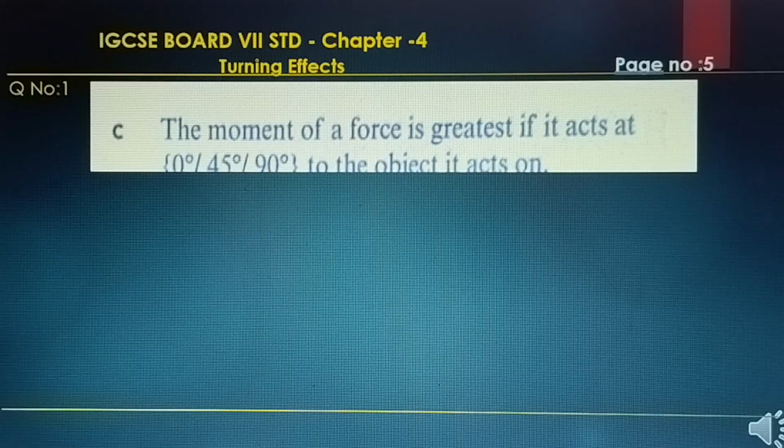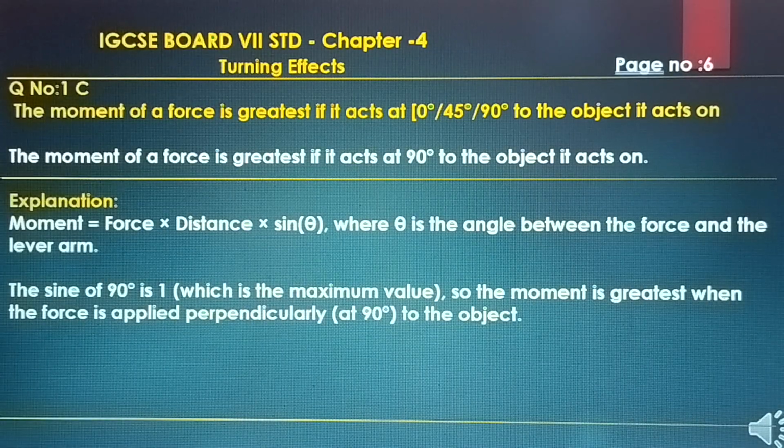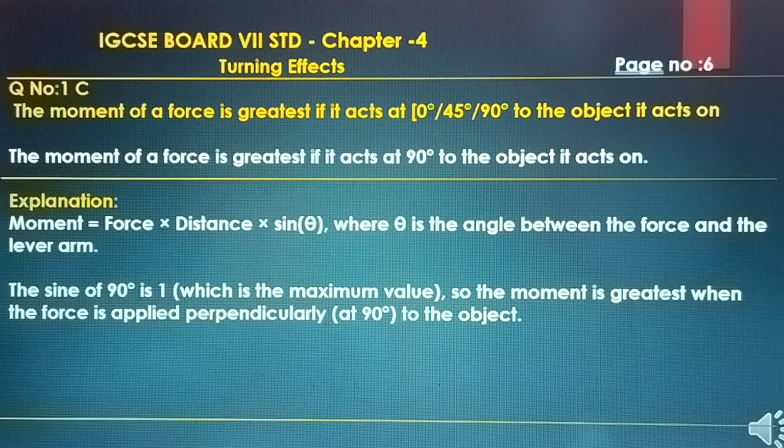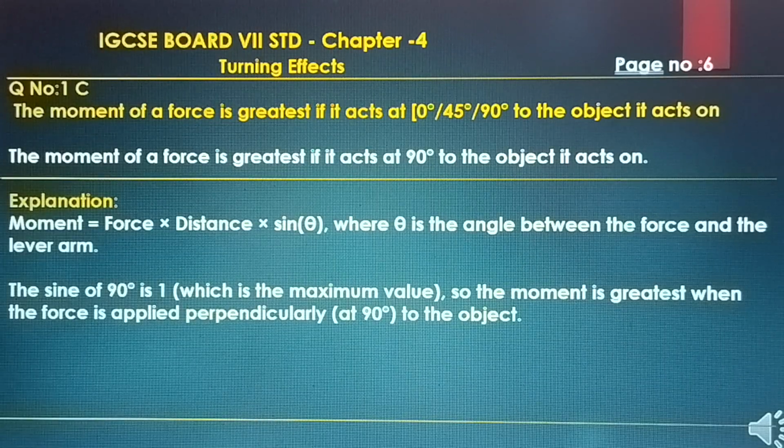Question C. The moment of a force is greatest if it acts at 0 degrees, 45 degrees, or 90 degrees to the object it acts on. The moment of a force is greater if it acts at 90 degrees to the object. Explanation: the moment equals force into distance into sine theta. Theta is the angle between force and the lever arm. The sine of 90 degrees is 1, which is the maximum value. So the moment is greatest when the force is applied perpendicularly, at 90 degrees to the object.